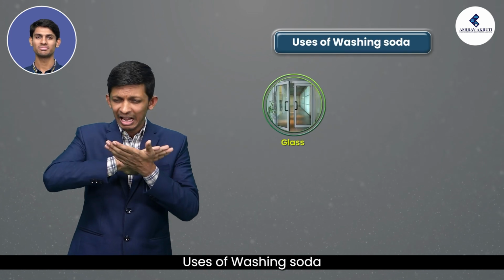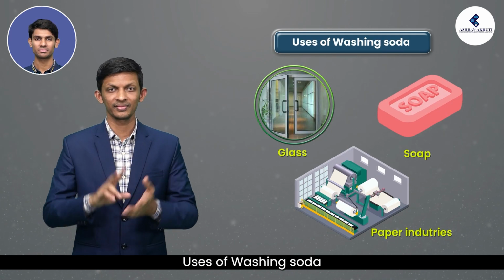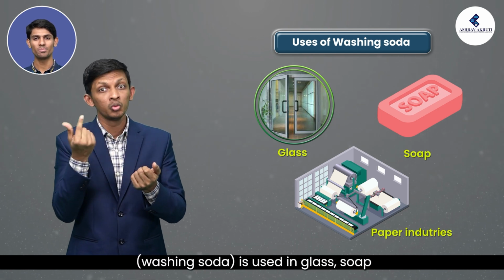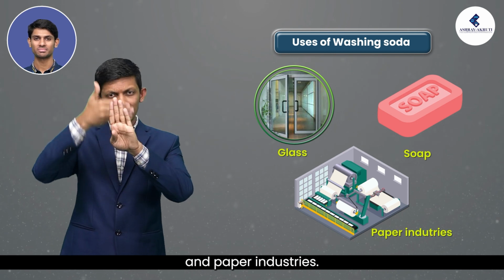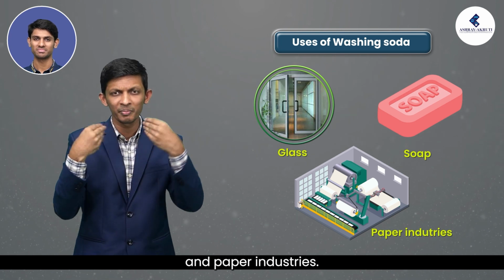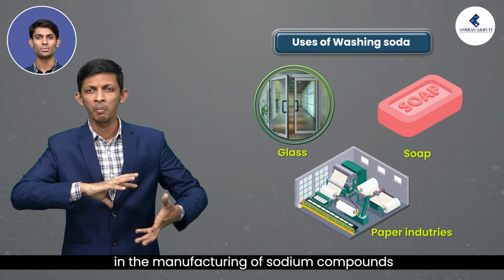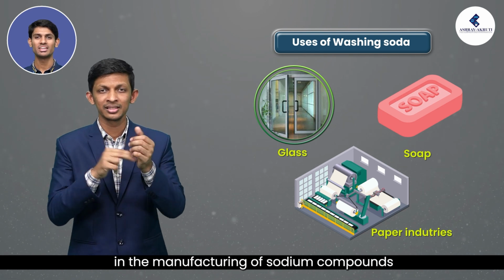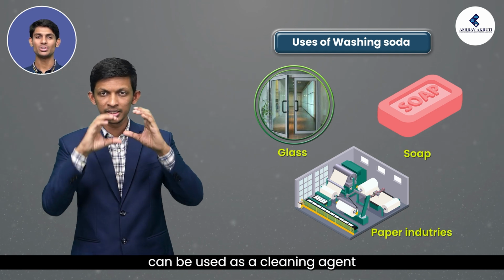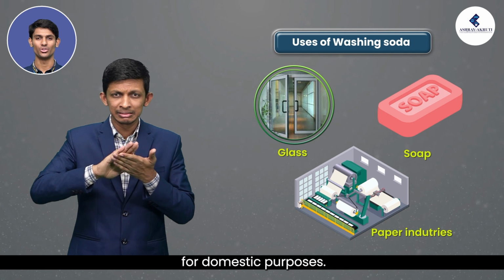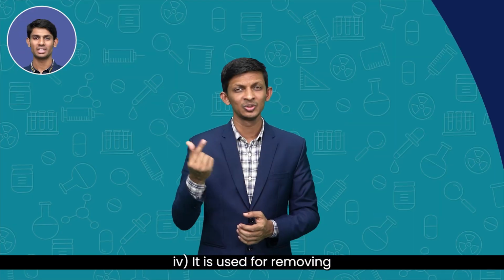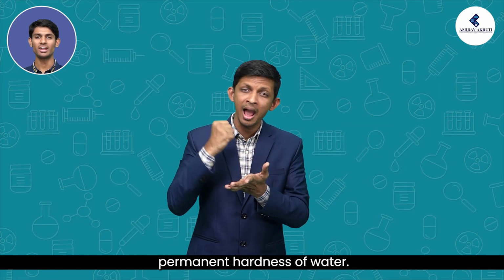Uses of washing soda. Sodium carbonate is used in glass, soap and paper industries. It is used in the manufacturing of sodium compounds such as borax. Sodium carbonate can be used as a cleaning agent for domestic purposes. It is used for removing permanent hardness of water.